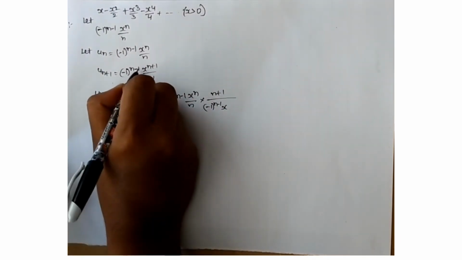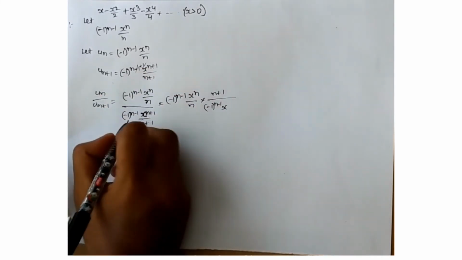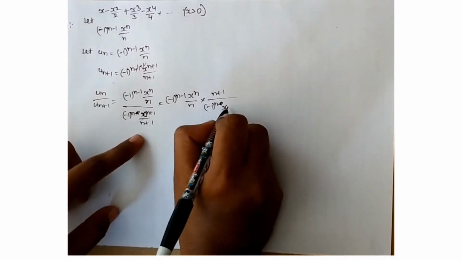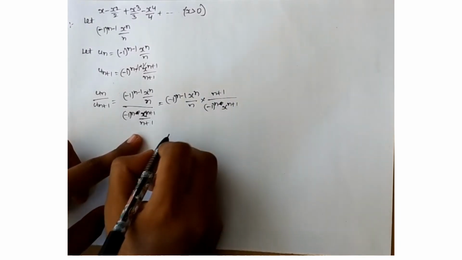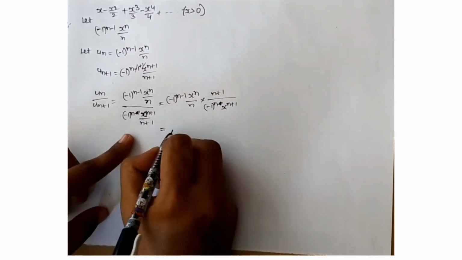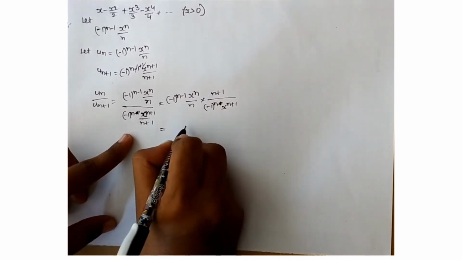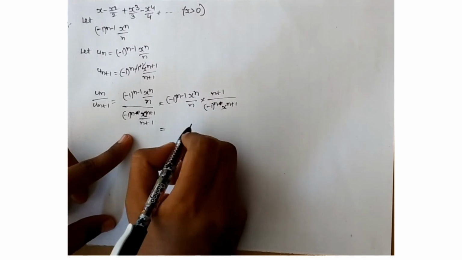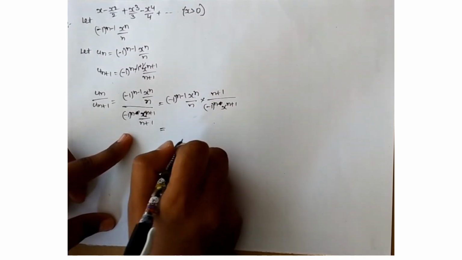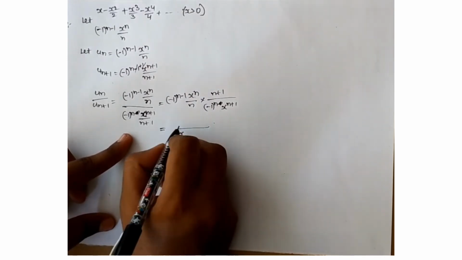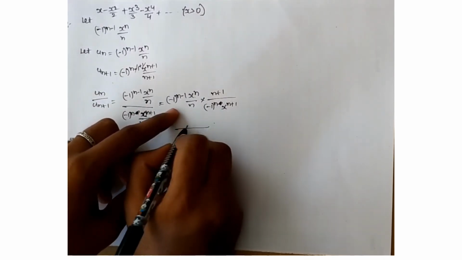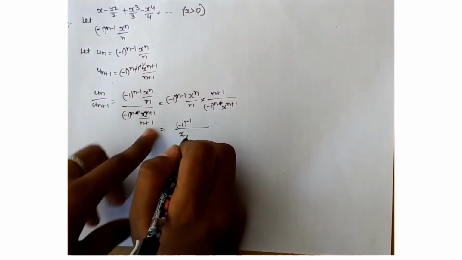Here plus 1 and minus 1 cancel. Then here n, reversed, gives (n+1) by x^(n+1). Here x^n will be cancelled. Then we get only x. Here (-1)^(n-1) with (-1)^n will be cancelled. We require (-1)^(-1).